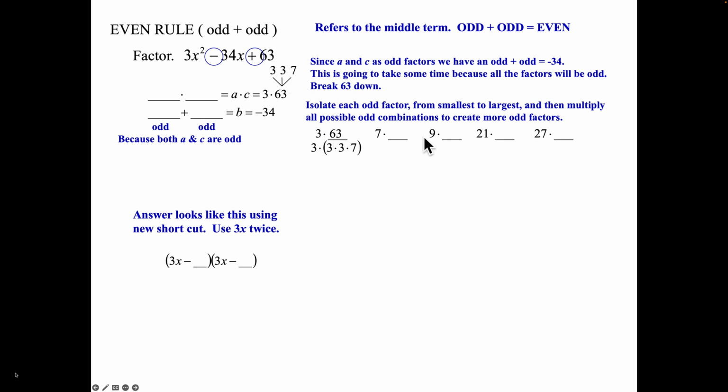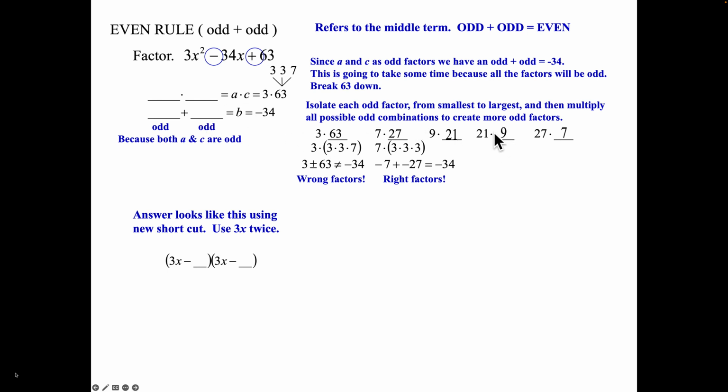3 times 63 would be the same as 63 times 3. Isolate the 7. 3 times 3 times 3. That's 27. That's this 27 right here. So this is 27 times 7. So this adds up to be my negative 34. There's my two numbers.